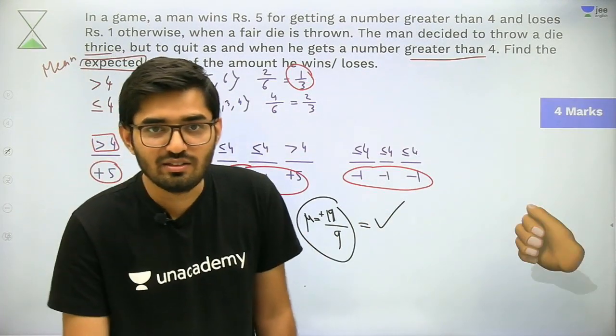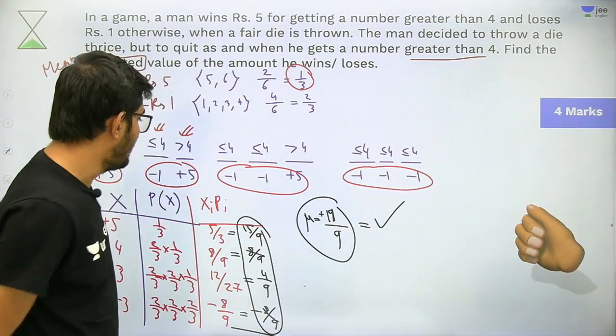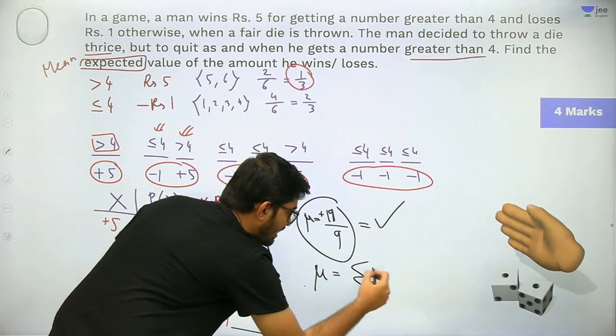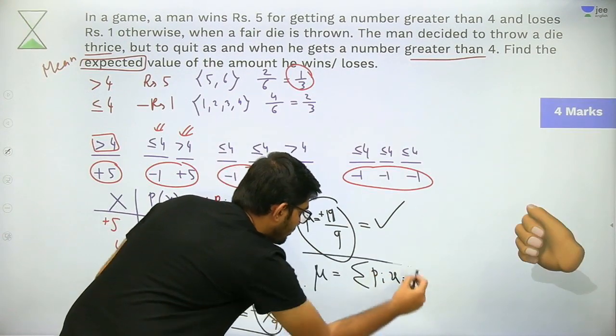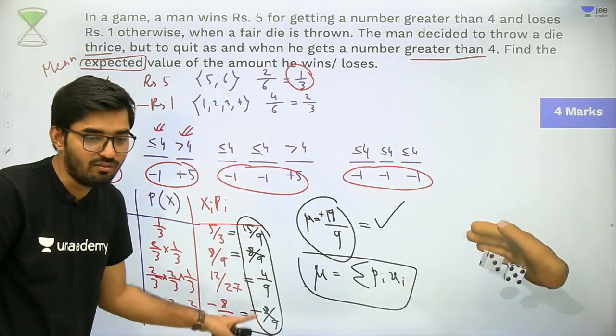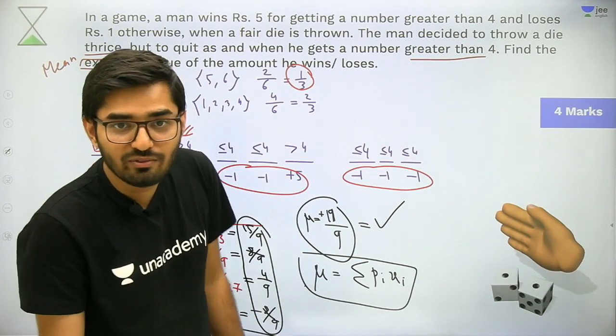19 divided by 9. Okay, so expected value means simply the mean. You just have to find the mean, and for the mean the formula is sigma pi xi. Simply that's it. So you just find pi xi and add all the numbers in that column. Fine, this is okay. Chalo, next question.